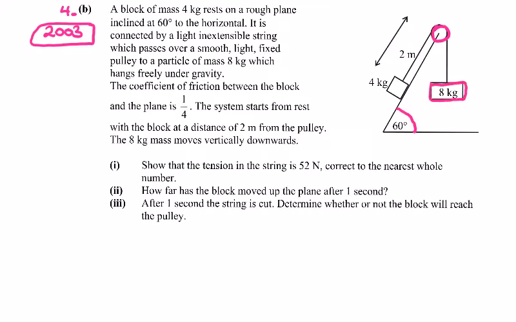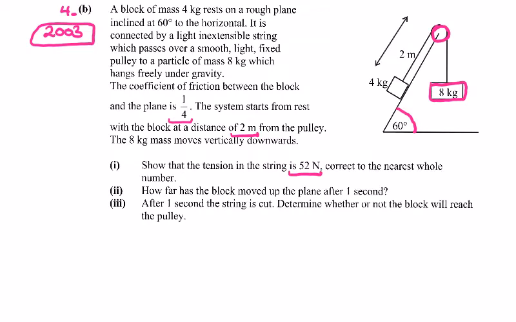So the 4 kg really is the one to focus on. The 8 kg will be easy to do the equation. We've got coefficient of friction 1/4, so we're looking for mu R. And then we've got this distance of 2 as well. Show that T is 52, correct to the nearest whole number.